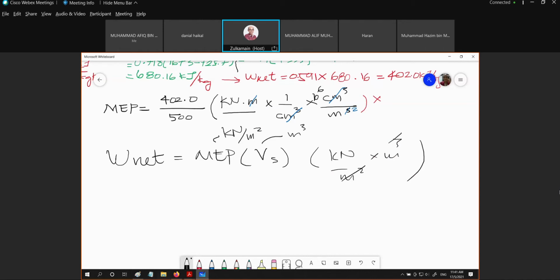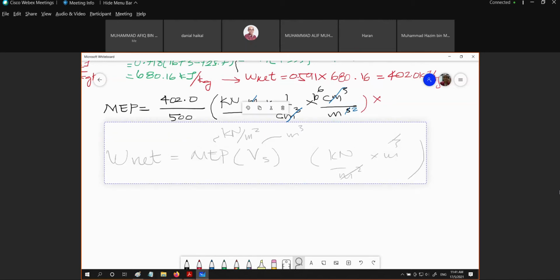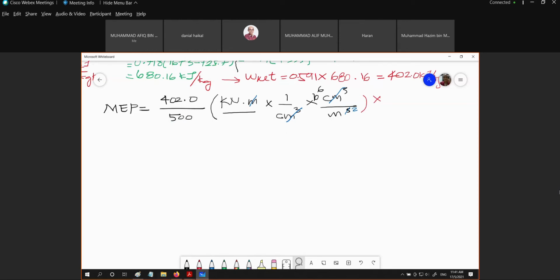So we don't have to multiply by the value of a kilogram. Okay, so what we have here, we need to convert to bar. So this one, we need to convert to bar, because the answer is in bar. So how to get it in bar?